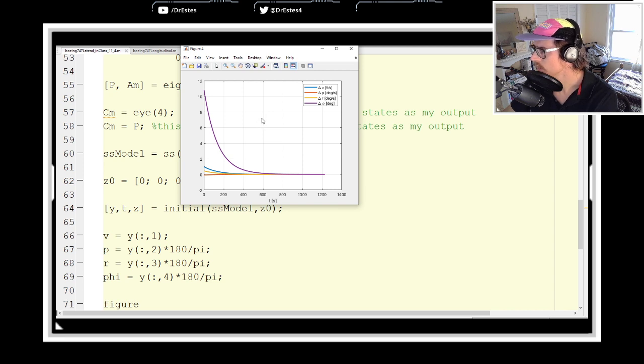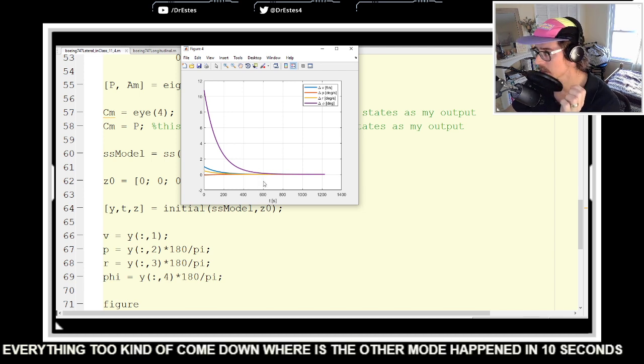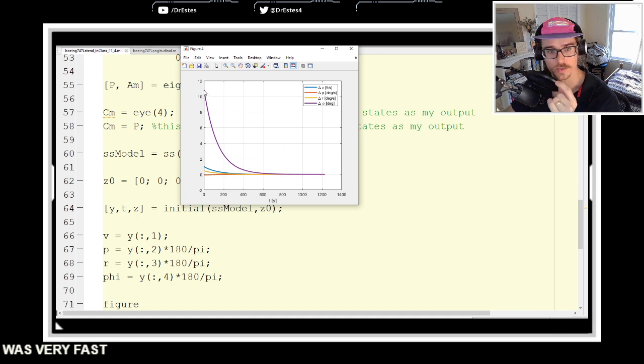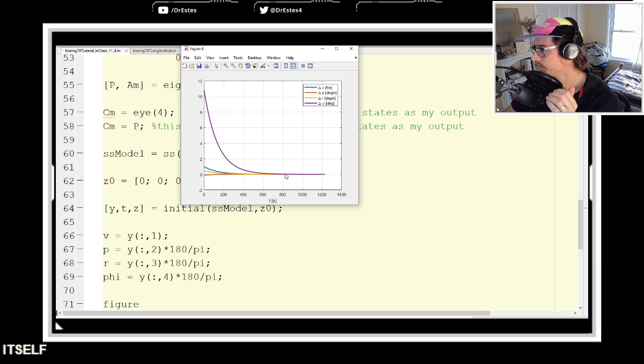Interesting. Oh, first, notice that the time scale on this, it takes like 600 seconds for everything to kind of come down, whereas the other mode happened in 10 seconds. It was very fast. This starts with a roll angle at like 10 degrees, and then it slowly corrects itself over like 800 seconds, whatever.